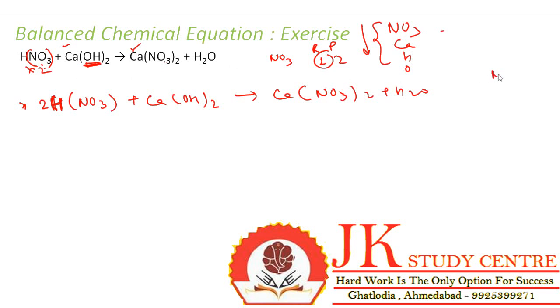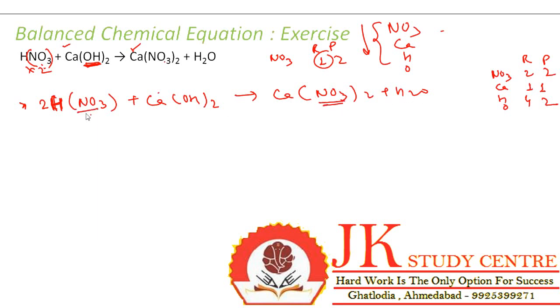Now let's compare. NO3 is how many? 2 here in the reactant, and in the product also we have 2. It is balanced. Calcium we have 1 here, and here also calcium we have 1, right? 1, 1. Hydrogen we have 2 plus 2, 4 here. Here we have 2 hydrogens. So hydrogen is not balanced.